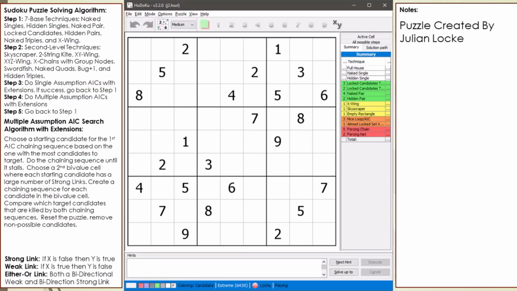Thank you, Timberlake. The puzzle we will be solving in this video was created by Julian Locke. The puzzle has a Hodoku difficulty score of 6,430. As you can see, the Hodoku solver used 5 forcing chains and 2 forcing nets to solve this puzzle. Notice how the constellation of givens are not only symmetrical, but in numerical order. Special thanks to Julian Locke for creating such a fine puzzle.